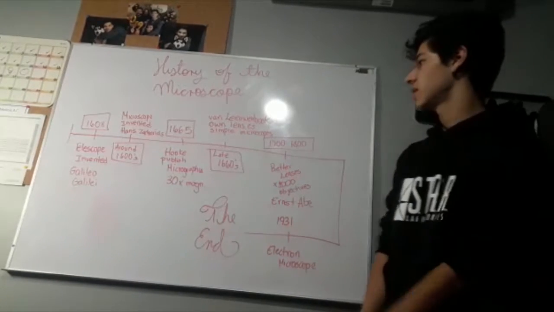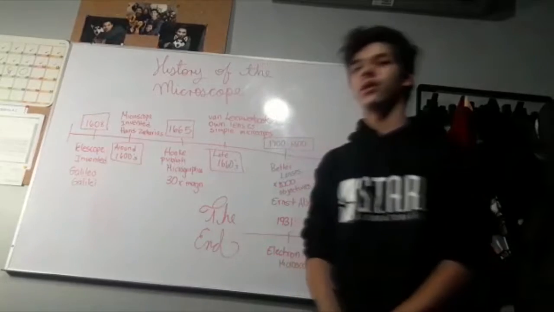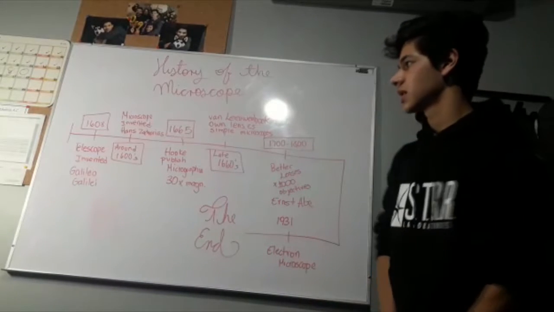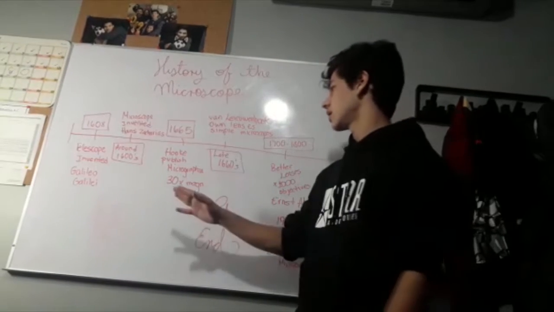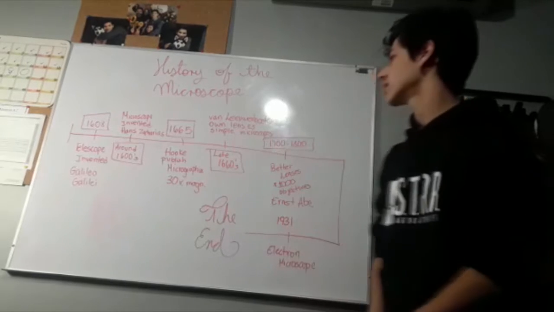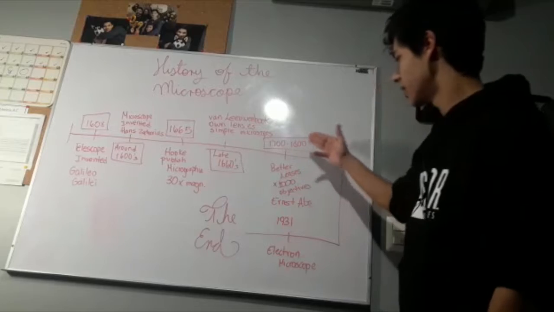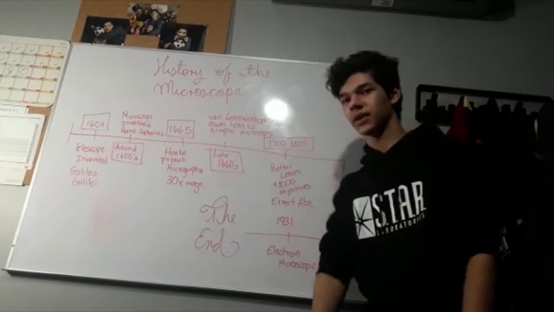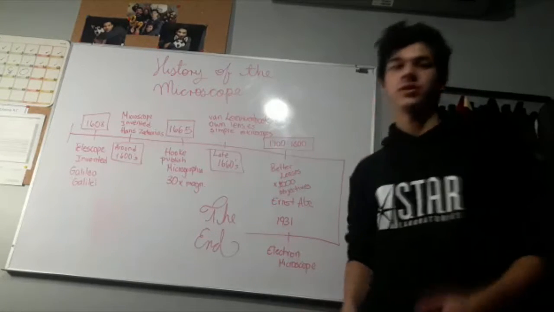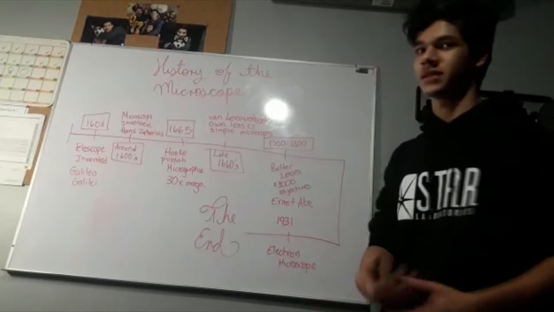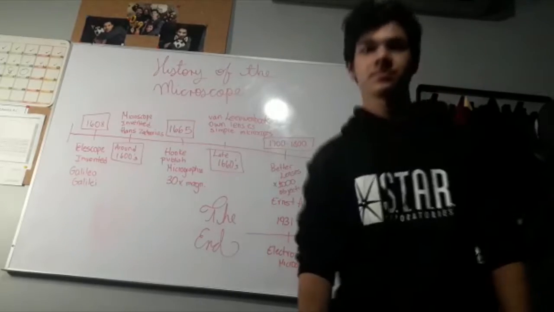So basically, these two were compound microscopes. And then Van Leeuwenhoek invented simple microscopes. Then better lenses were created. And finally, the electron microscope is the one to see, as its name says, electrons.